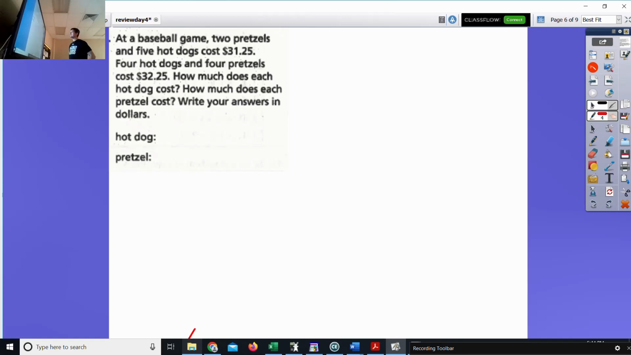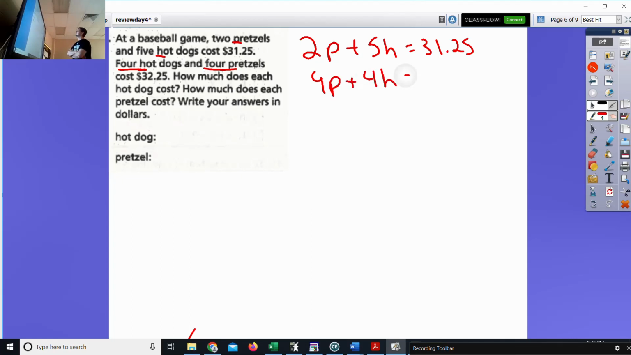At a baseball game, 2 pretzels and 5 hot dogs cost $31.25. So I'm just going to kind of stick with P and H. 2P plus 5H is $31.25. 4 hot dogs and 4 pretzels: 4 pretzels plus 4 hot dogs is $32.25. How much does each hot dog cost? How much does each pretzel cost? Write your answers in dollars.